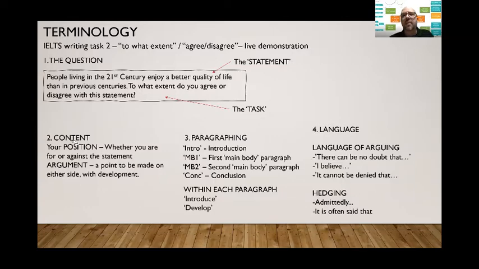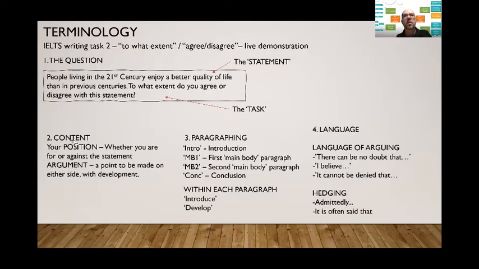Now, the other concept, and this comes up a lot in academic language, it's a really useful idea. Hedging is where I make a statement, but I distance myself from the statement. So by saying, for example, "Admittedly, there are many advances of modern life that we couldn't live without," I am distancing myself from the statement. I'm not saying this is my opinion.